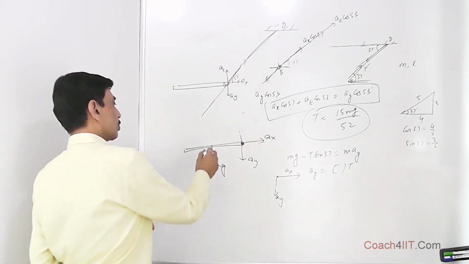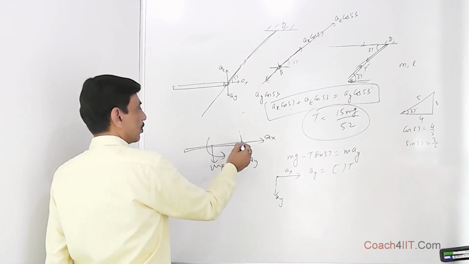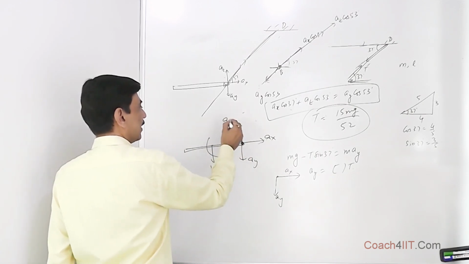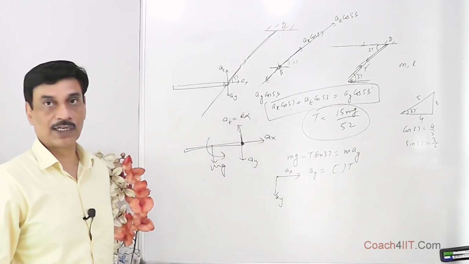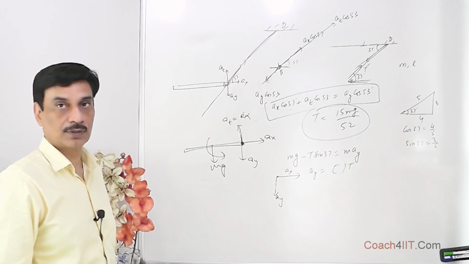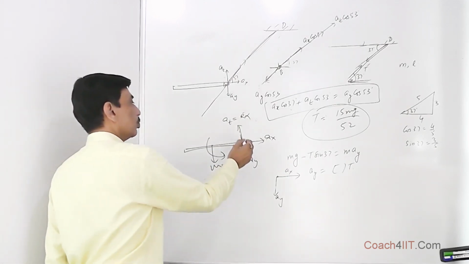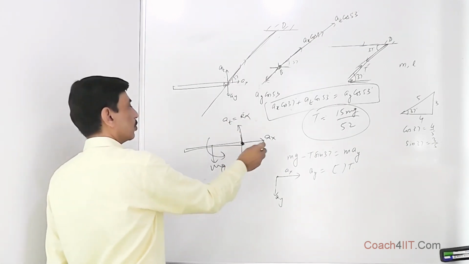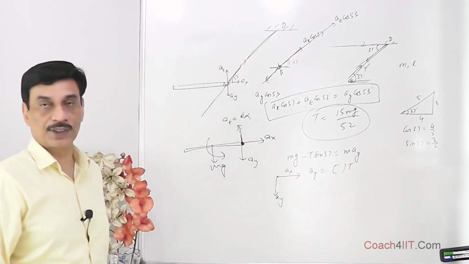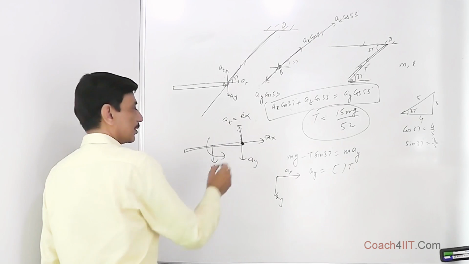Now because this is also rotating, this point is also going to have some acceleration, that is A tangential, because of alpha. A tangential is equal to R alpha. We are going to have this angular acceleration also, and because of this alpha, we are going to have this tangential acceleration. So the net acceleration of this point is going to be a superposition of all these three accelerations vectorially: one is A tangential, the other is Ax, the other is Ay.